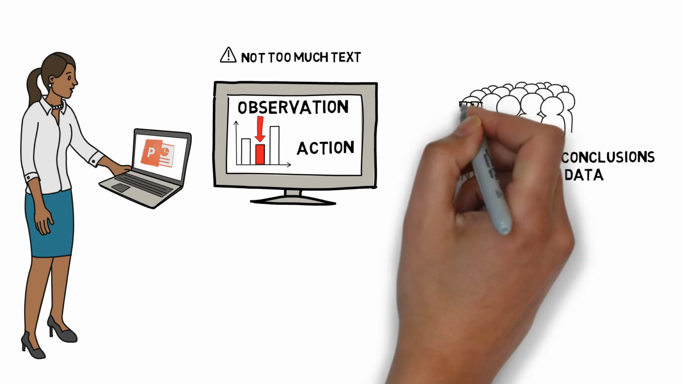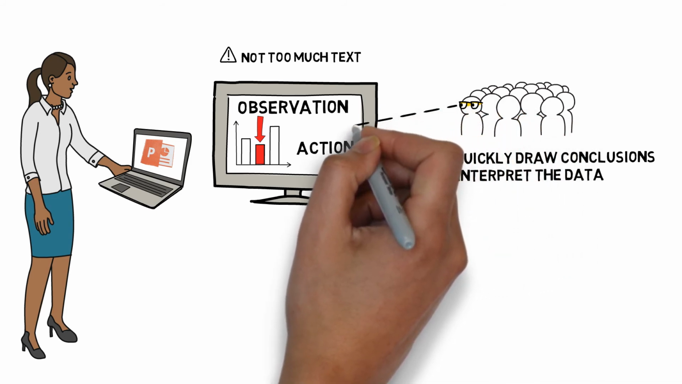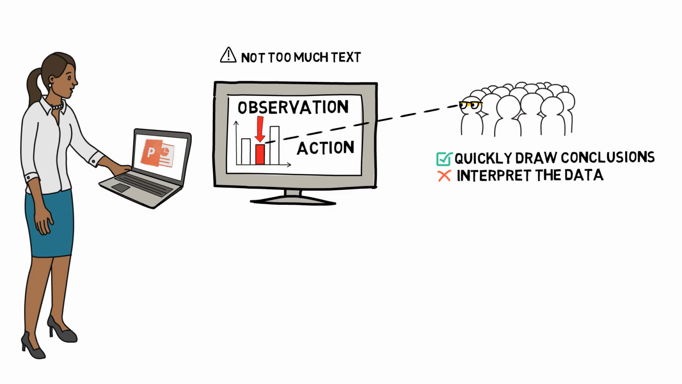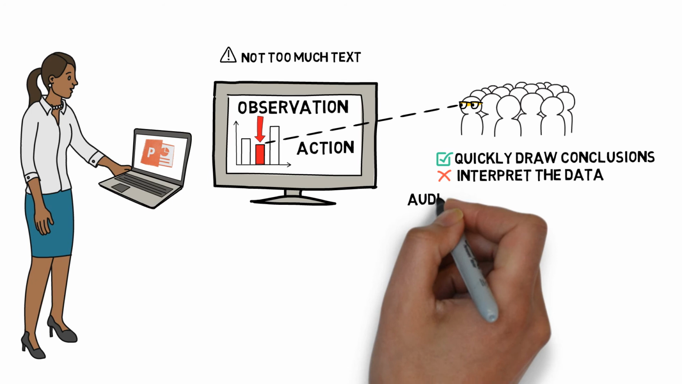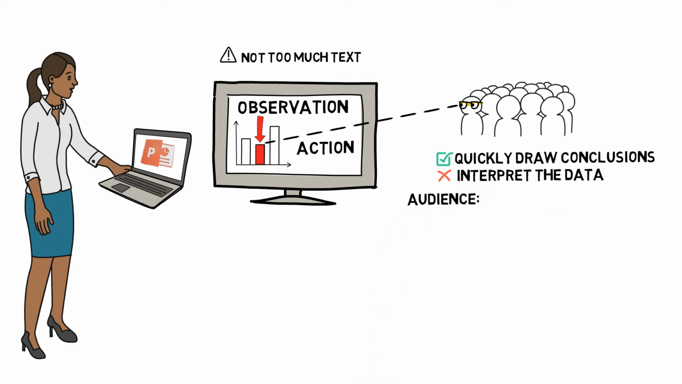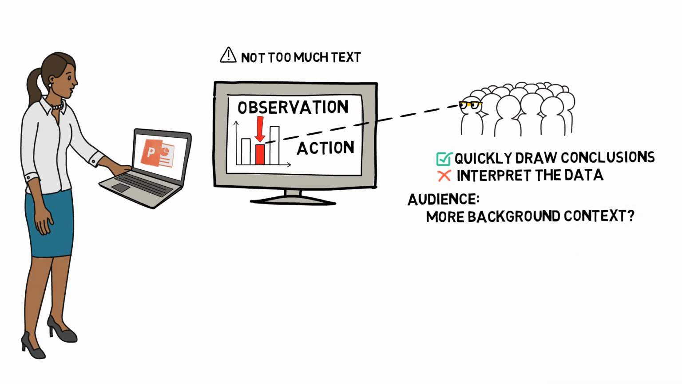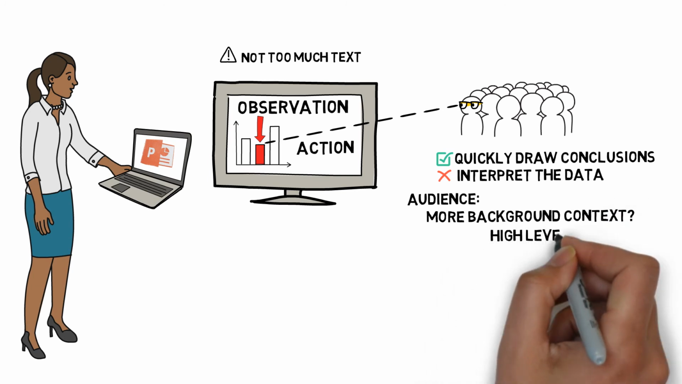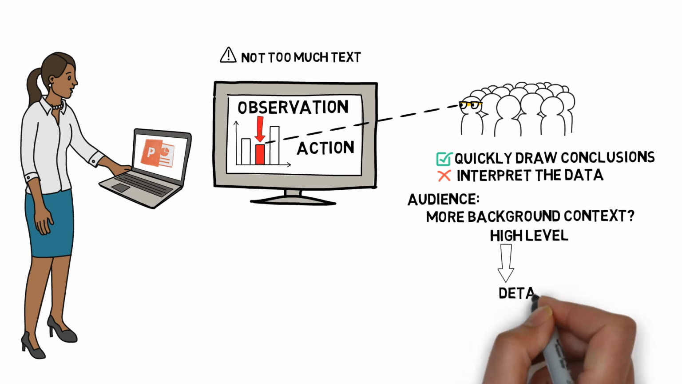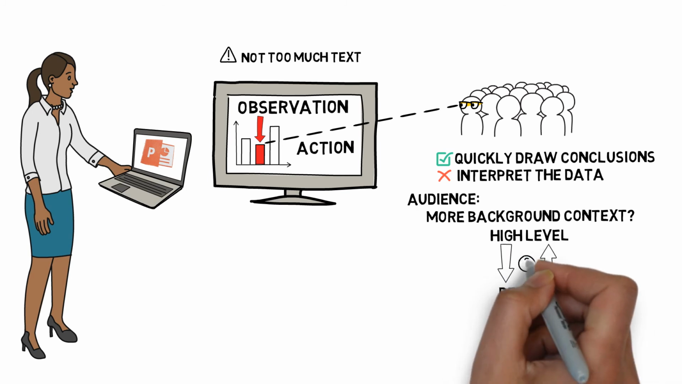For each slide, Maya likes to do a quick test and see where her eyes are naturally drawn to first. Is this the most important point she wants her audience to see? Maya puts herself in the role of her audience and asks herself whether more background context is needed, and whether the story should start at a high level and move towards details, or start with the details and move up.